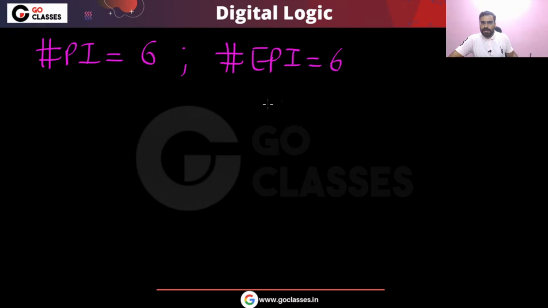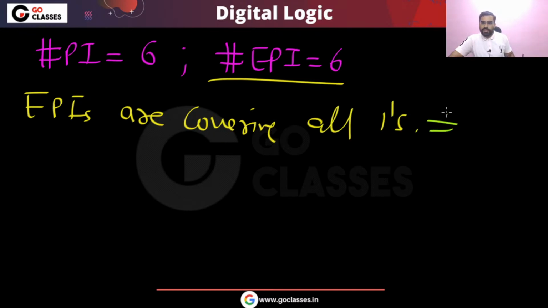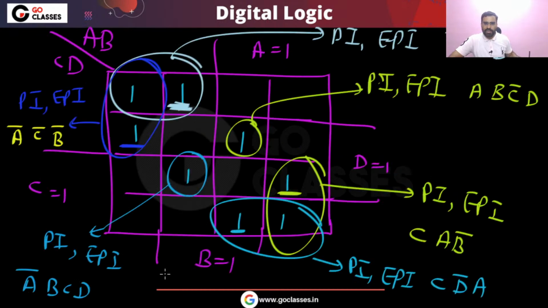Every PI is EPI. Every EPI is covering all ones. EPIs are covering all ones. What does it mean? If they are covering all ones, then it means you have a unique minimum SOP. Minimum SOP is unique. So you have a unique minimum SOP because EPIs are covering all the ones.